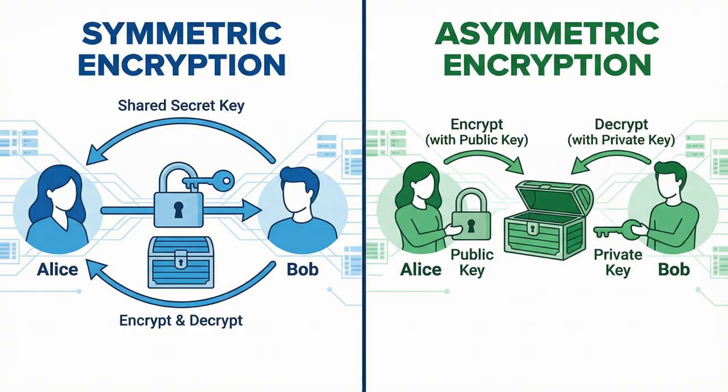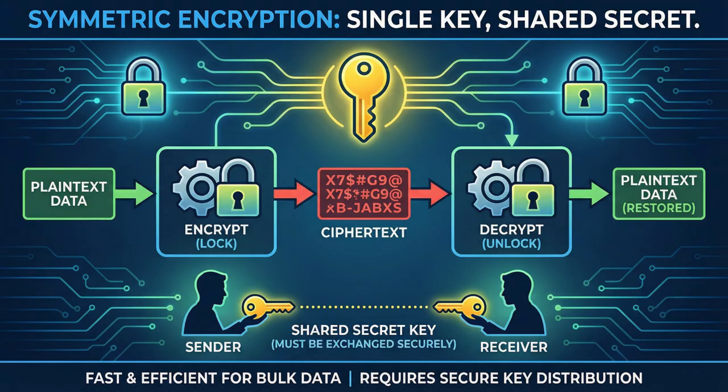For the Security Plus exam, you need to know the two main families of encryption, symmetric and asymmetric. Let's start with symmetric encryption. Think of this like a house key. You have a key, and your spouse has the exact same key. You use it to lock the door, and they use it to unlock the door. This is also called private key or secret key encryption.